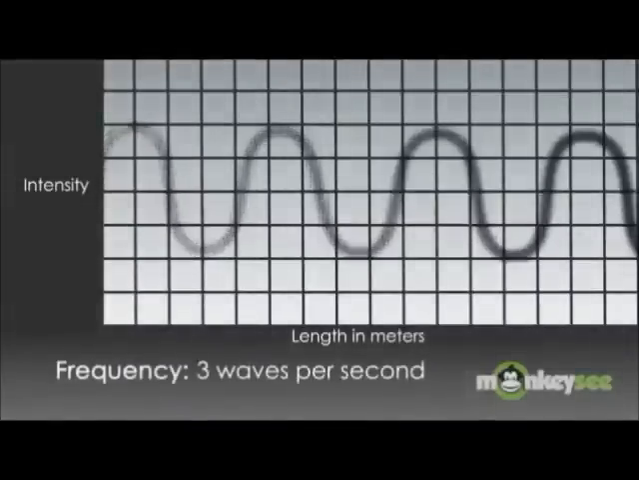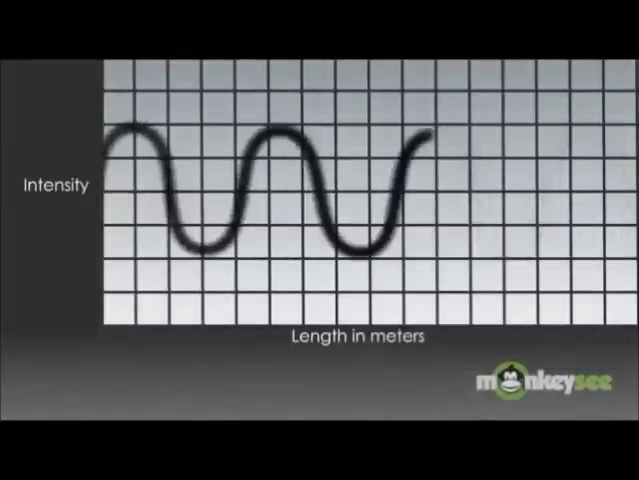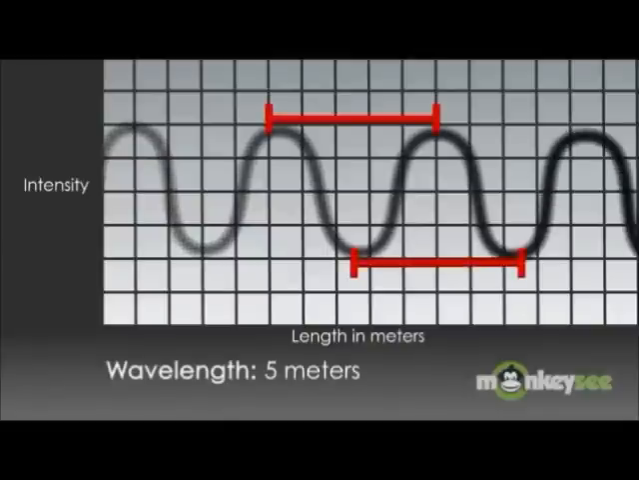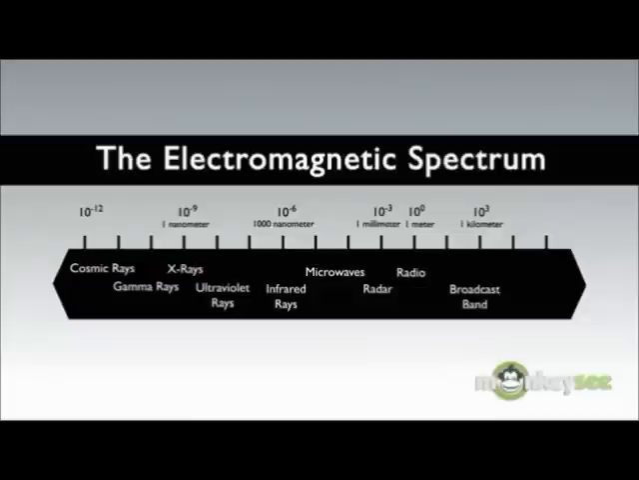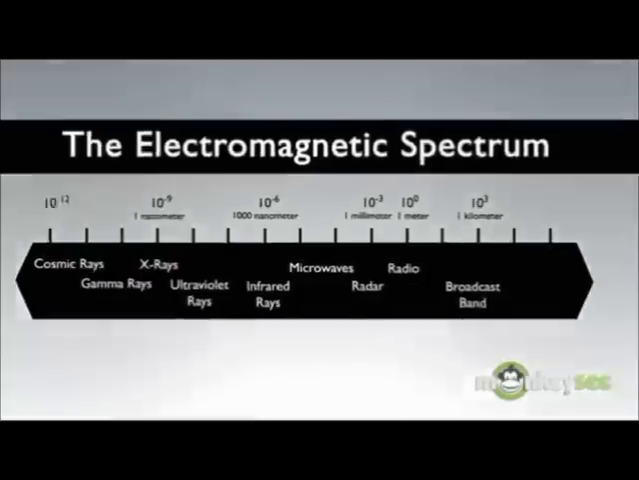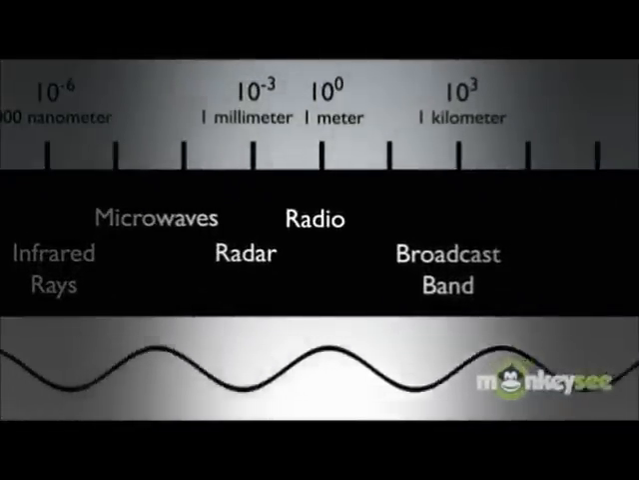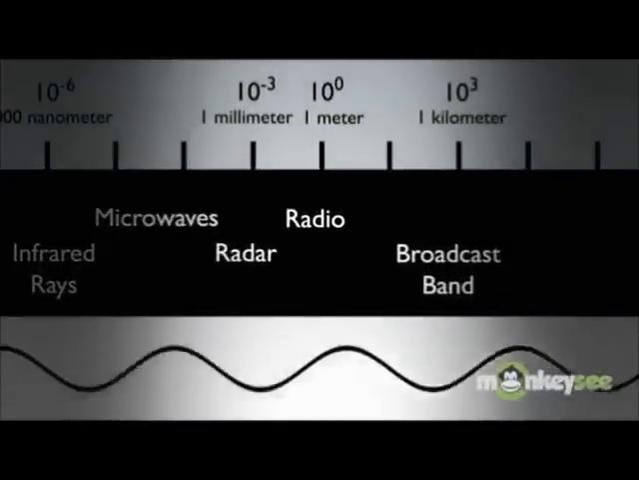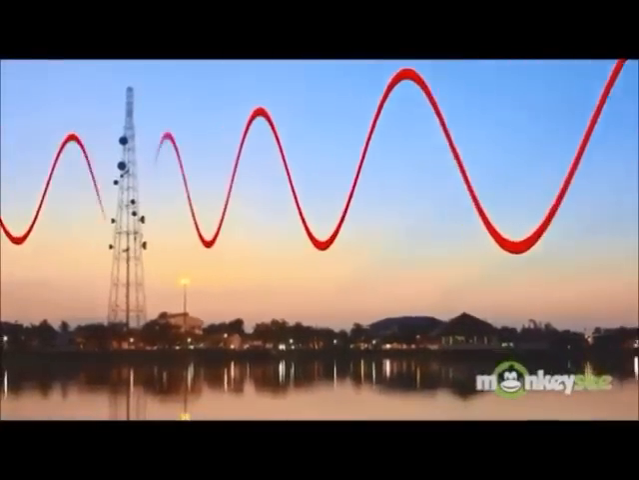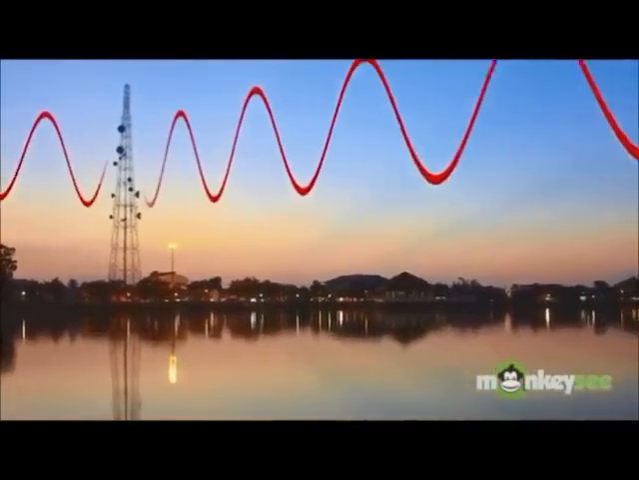Frequency describes how many waves per second a wavelength produces. Wavelength measures the length of an individual wave in meters. Scientists describe the electromagnetic spectrum as a long line. At one end lie radio waves, with the longest wavelengths and lowest frequencies in the spectrum. A single radio wave has the length of a football field.